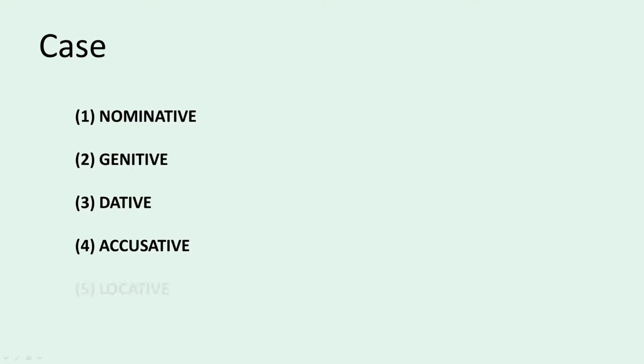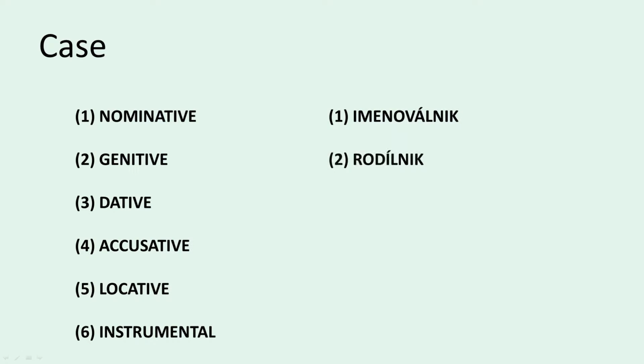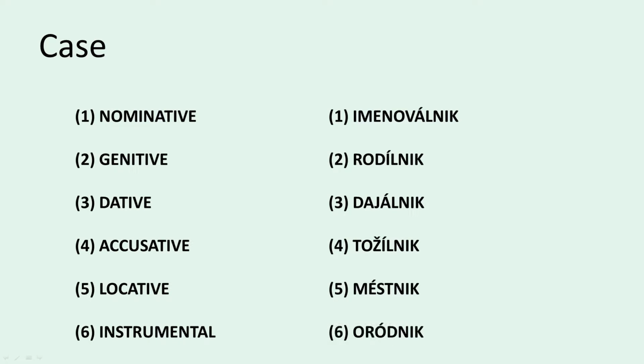Their English names are the nominative, the genitive, the dative, the accusative, the locative, and the instrumental. And in Slovene they're called imenovalnik, rodilnik, dajalnik, tožilnik, mestnik, and orodnik. Okay, now let's provide an example sentence for each case.